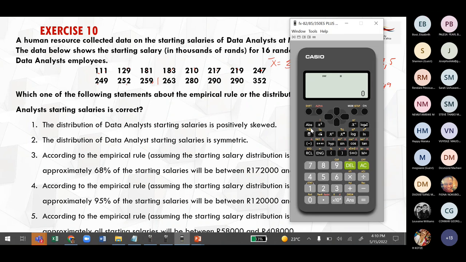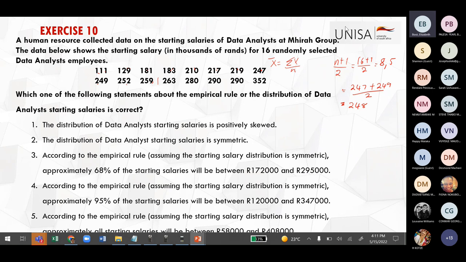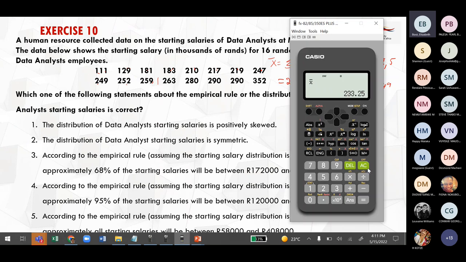Okay, so shift, stat, four. The mean is equal to, do you also get the same? 233.25. Yes. Okay, so our mean is 233.25. So we need to also calculate the standard deviation for now, because we're going to use it just now.